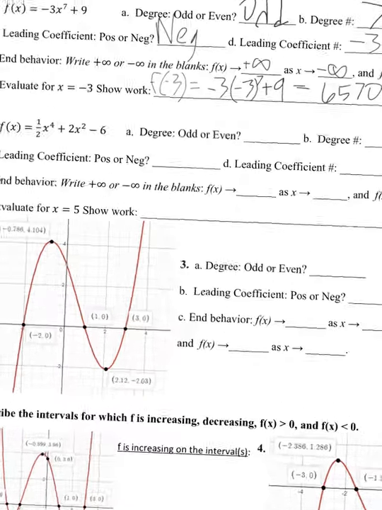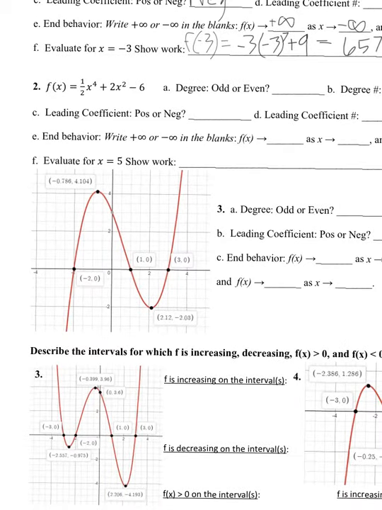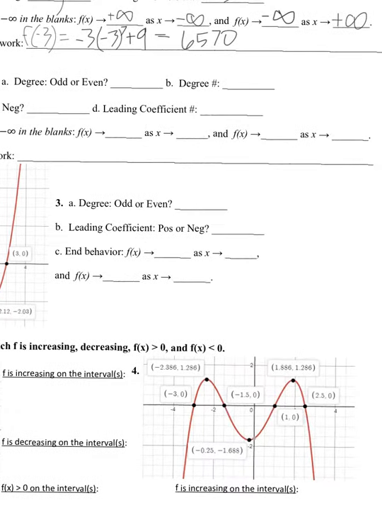I'm going to jump to number 3. Is this degree odd or even? Anything going in opposite directions is odd. Anything going in the same direction, like this one, is even. Oh, this should be number 4. Oh well, I'll fix it later.